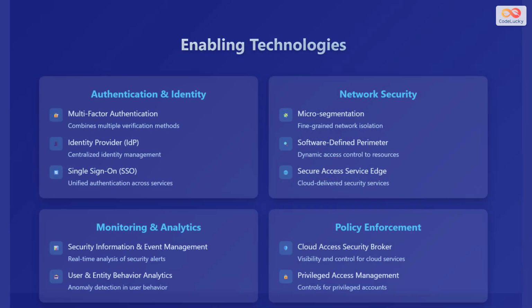Let's examine some enabling technologies that play a crucial role in implementing a zero trust architecture. In authentication and identity, multi-factor authentication, or MFA, combines multiple verification methods. An identity provider, or IDP, offers centralized identity management. Single sign-on, or SSO, provides unified authentication across services.